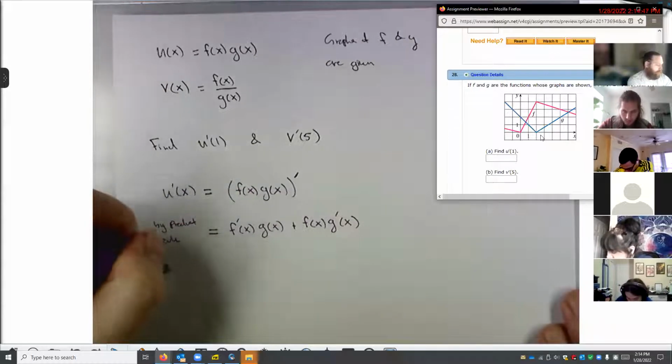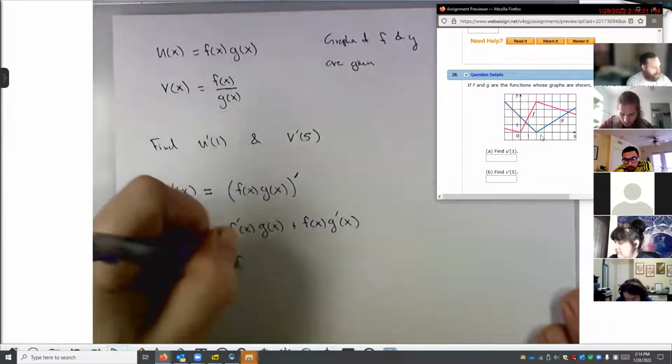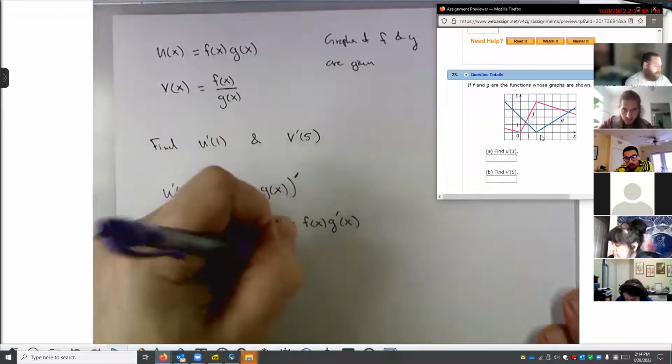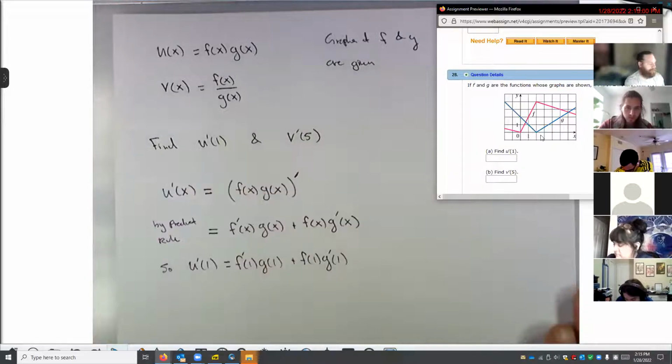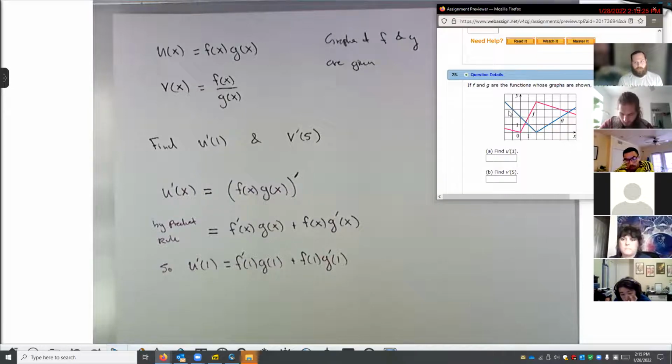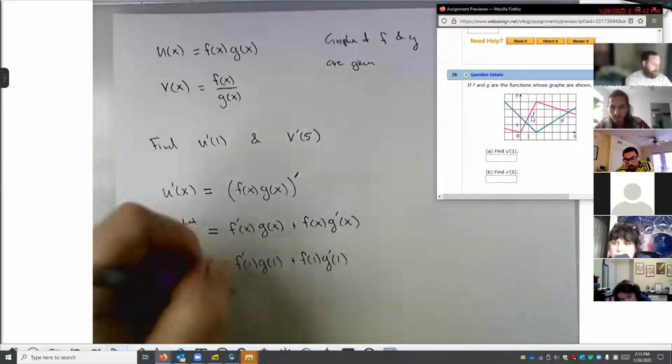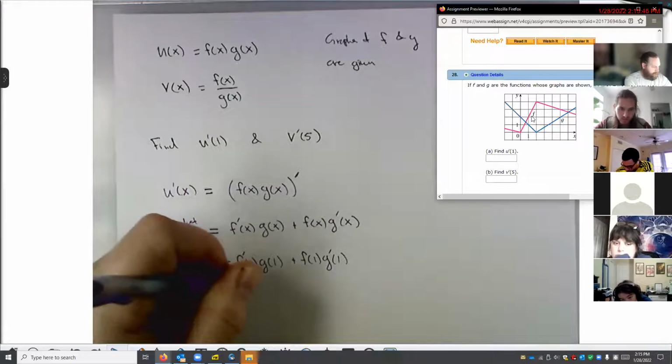So if I wanted u primed of 1, that would be f primed of 1 times g of 1 plus f of 1 times g primed of 1. And the idea is that I can look at the graph to find any of these that I need. F primed of 1, g of 1, f of 1, and g primed of 1. The two derivatives, the f primed of 1 and g primed of 1, if I gave you an arbitrary graph, could be quite hard, right? But since this graph is piecewise linear, the tangent line at any point here is just going to be the slope of the line at that point. And since these are straight lines, we can calculate their slopes. So one at a time, let's say what these are. Maybe I'll save the derivatives for last.